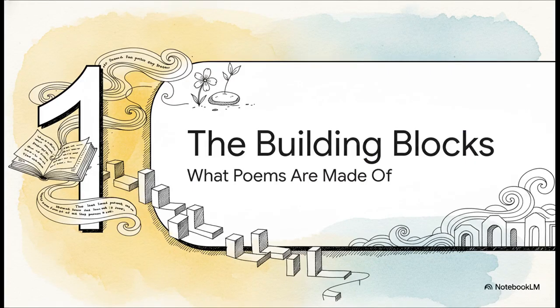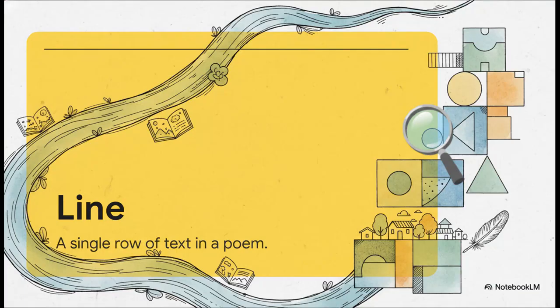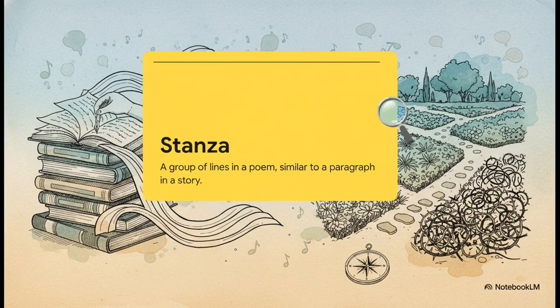So, how do they do it? Well, every poet has a kind of toolkit. And we're going to look at the 4 most important, most fundamental tools they use to build a poem right from the ground up. Okay, first up, the most basic building block of all, the line. Seriously, it's like a single Lego piece, just one row of words. But where a poet decides to end that line, that is one of the biggest, most powerful choices they can make.